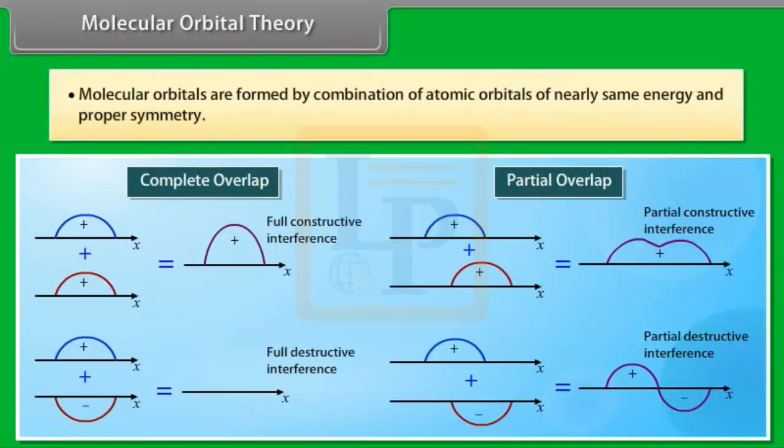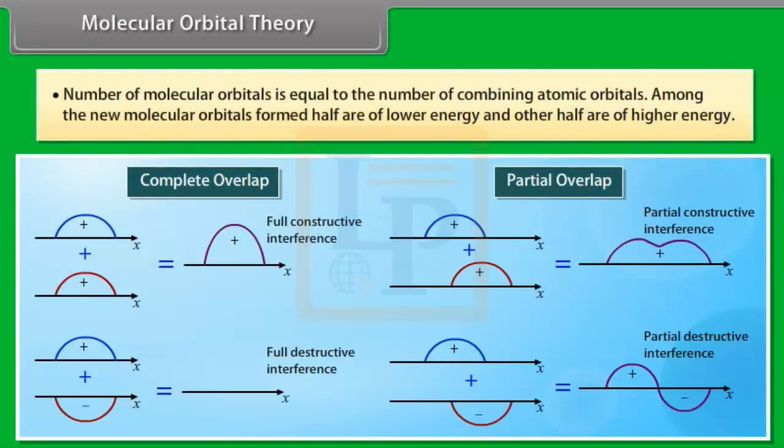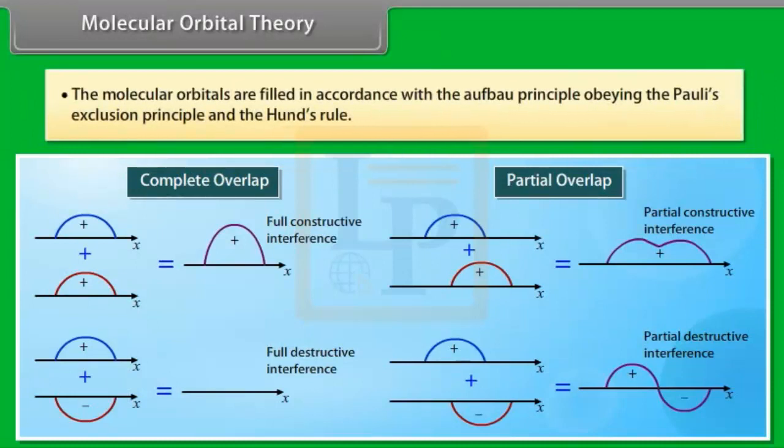Molecular orbitals are formed by combination of atomic orbitals of nearly the same energy and proper symmetry. The number of molecular orbitals is equal to the number of combining atomic orbitals. Among the new molecular orbitals formed, half are of lower energy and the other half are of higher energy. The molecular orbitals are filled in accordance with the Aufbau principle, obeying the Pauli's exclusion principle and Hund's rule.